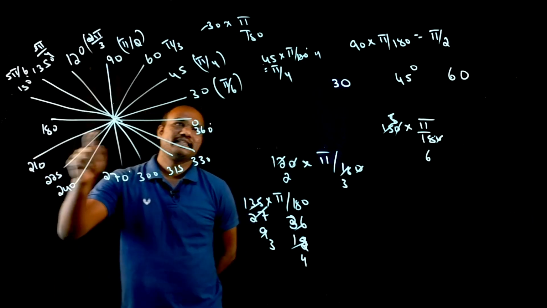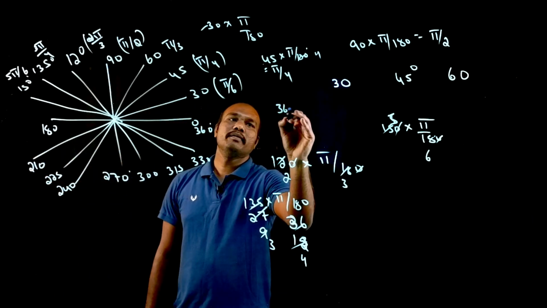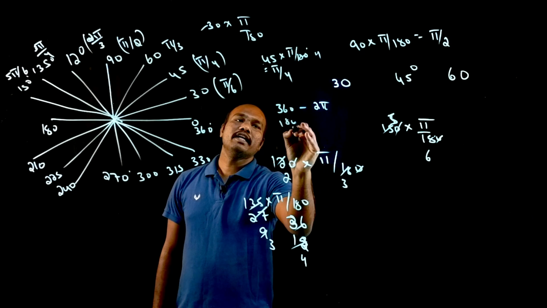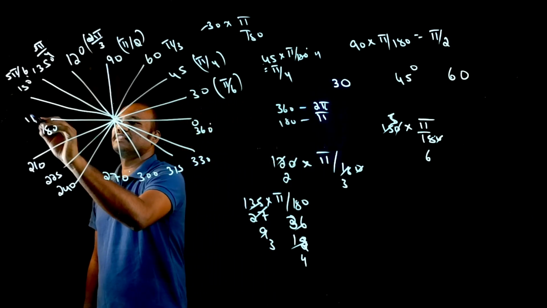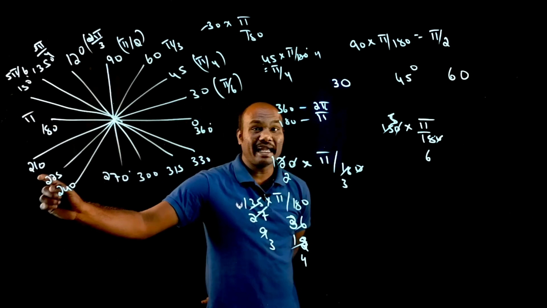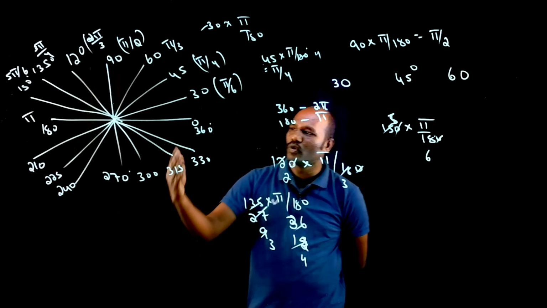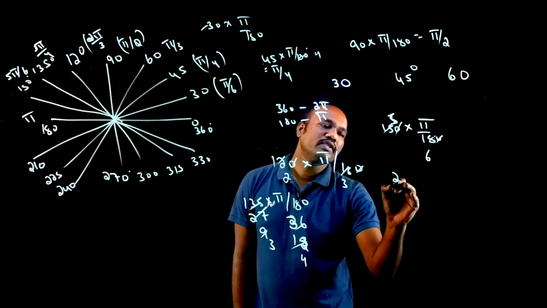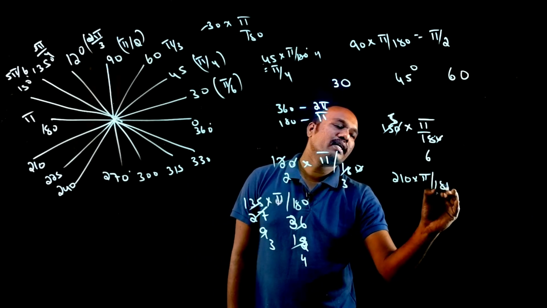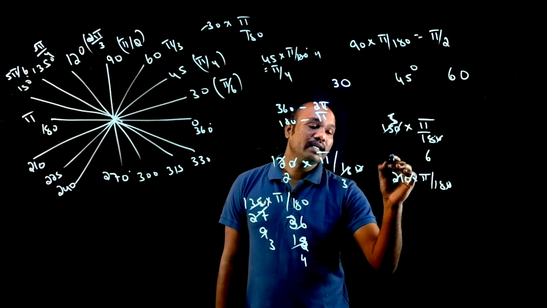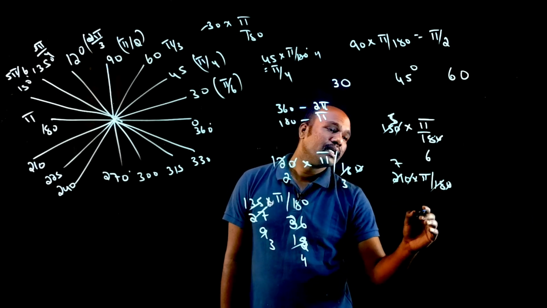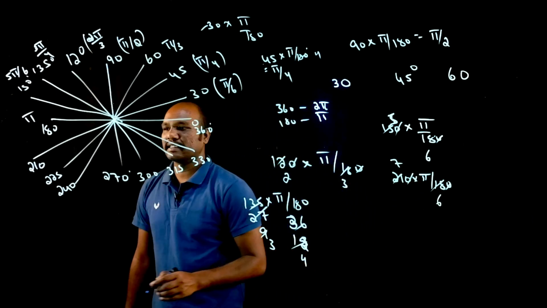180 is how much? 360 means 2 pi. 360 means 2 pi, so 180 degrees will be pi. Again, 210 degrees. I hope you will try all of this. You should be capable of writing in terms of radians, because radians are used more. So how much is 210? 210 into pi by 180. The zeros cancel. 3 7s are 21, 3 6s are 18. So 7 pi by 6.